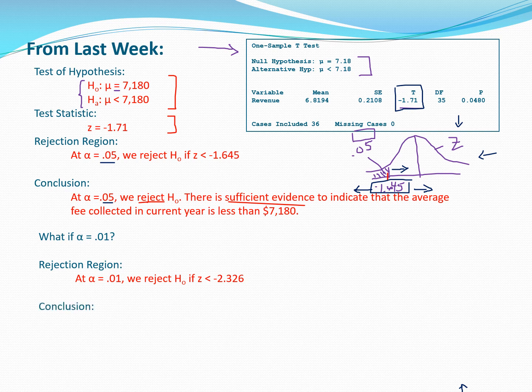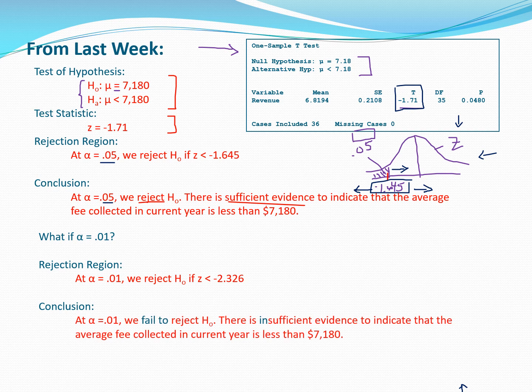And so the conclusion in this case would change as well. We fail to reject. There is insufficient evidence to indicate that the average fee collected in the current year is less than $7,180. When we reject, there's sufficient. When we fail to reject, there's insufficient. And so this is the rejection region approach to making conclusions.